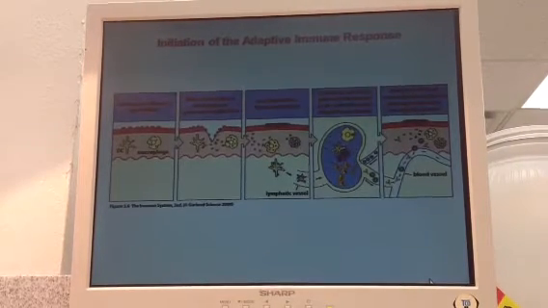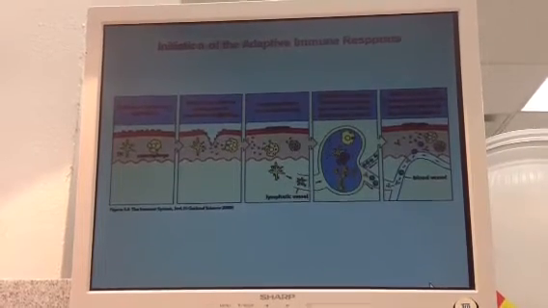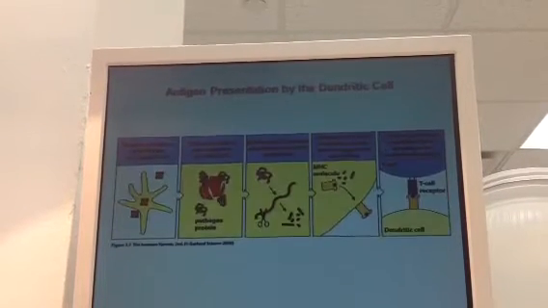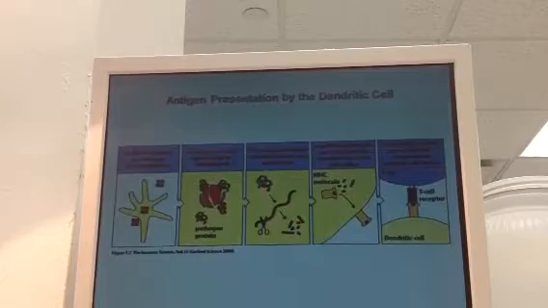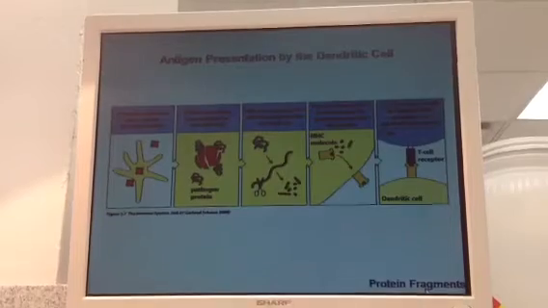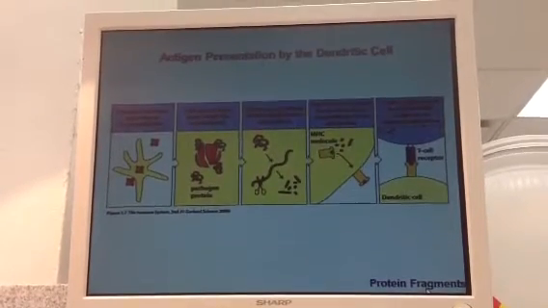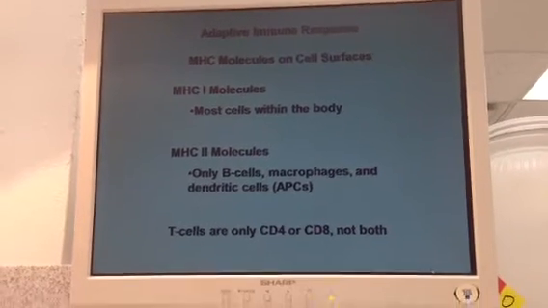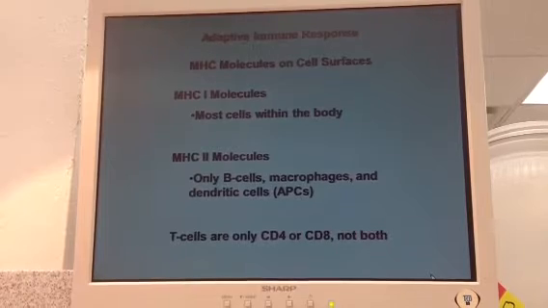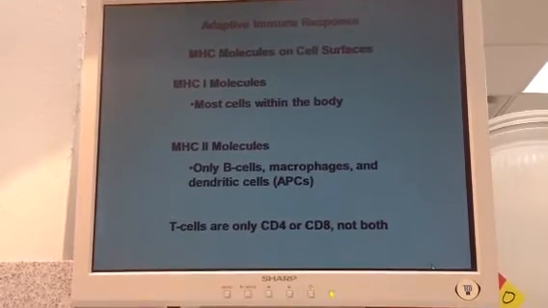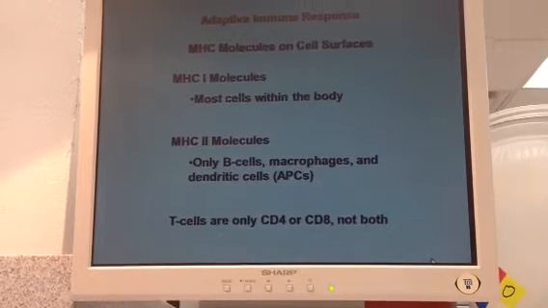We talked about this a second ago. Macrophages, dendritic cells, picking up antigen, going to the lymph node, doing a dance, getting tickled. While it's going down there, the dendritic cell internalizes the antigen, chews it up, pushes it out to the surface on the MHC molecule. MHC1 molecules are on most cells within the body. The only place you're not going to find them is on red blood cells. MHC2 molecules are only on antigen-presenting cells: B cells, macrophages, and dendritic cells.